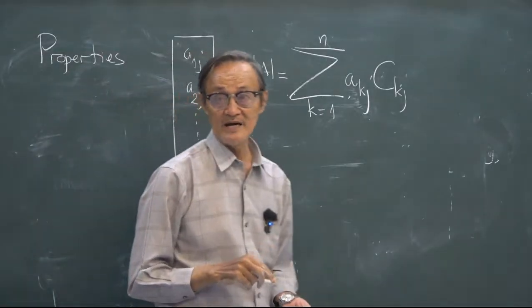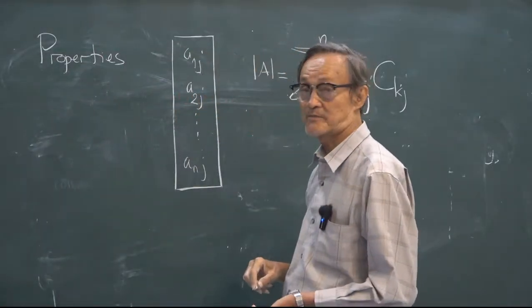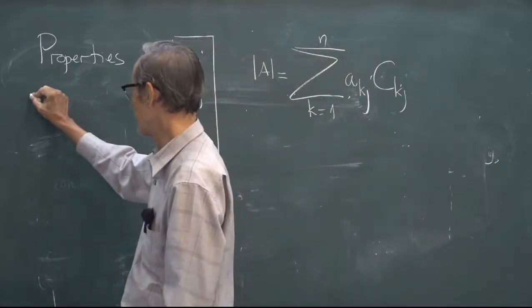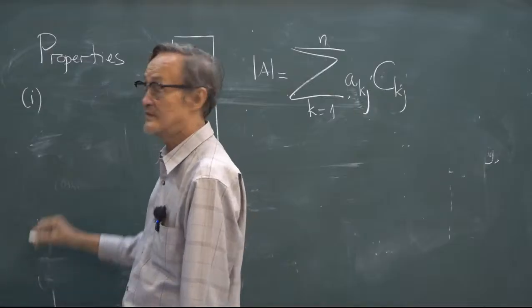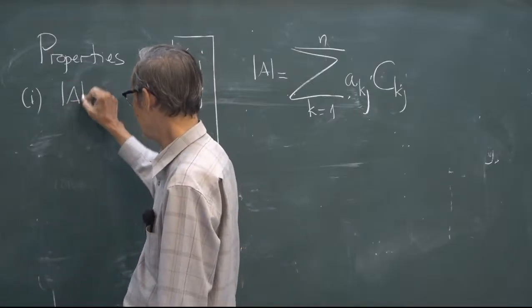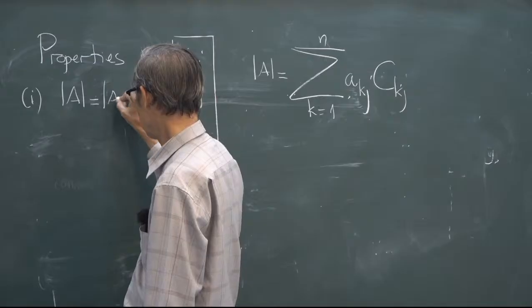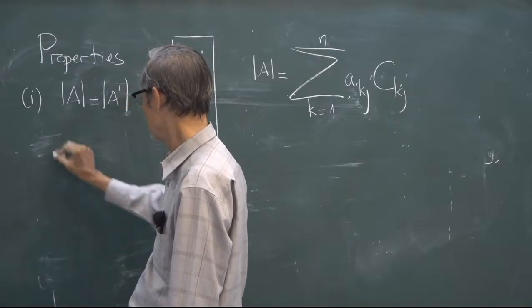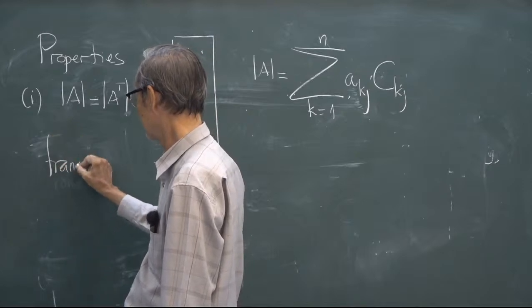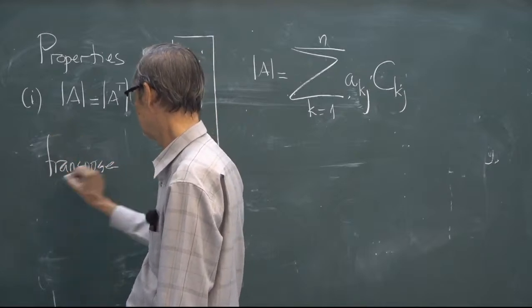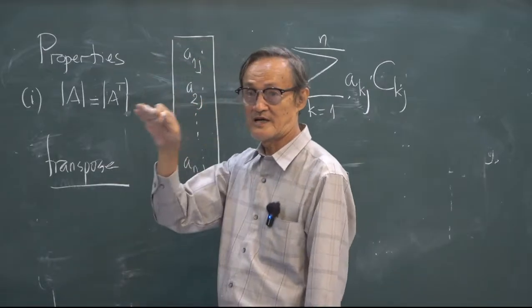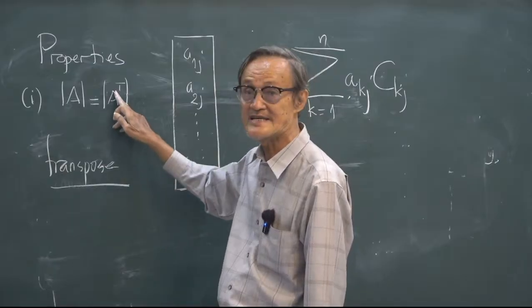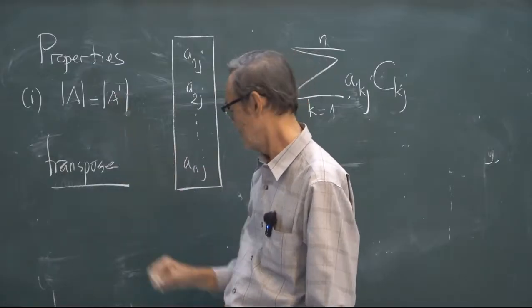Now we consider some properties of determinants. Number 1: determinant of A equals determinant of transpose of A. Transpose: row becomes column. It's called A^T, transpose.